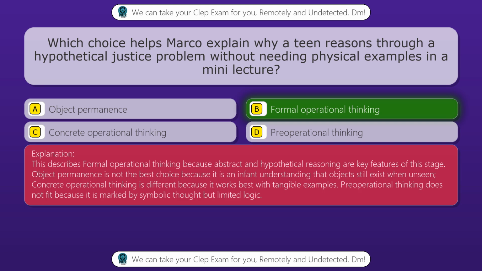This describes formal operational thinking because abstract and hypothetical reasoning are key features of this stage. Object permanence is not the best choice because it is an infant understanding that objects still exist when unseen. Concrete operational thinking is different because it works best with tangible examples. Pre-operational thinking does not fit because it is marked by symbolic thought but limited logic.